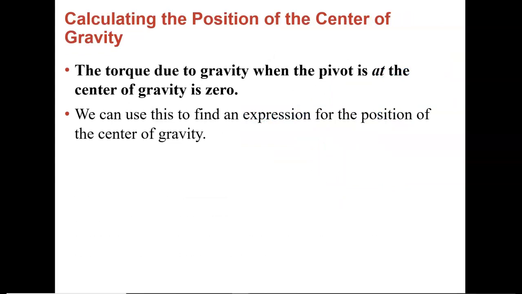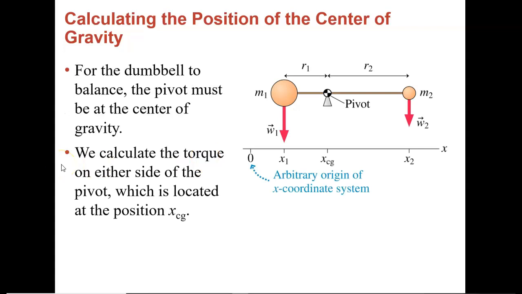Okay, so torque due to gravity when the pivot is at the center of gravity. We can use this to find the expression for the position of the center of gravity of other objects. So keep in mind that we have this torque idea. All right, so for this dumbbell, the pivot must be at the center of gravity. The pivot point. We can calculate the torque on either side of the pivot, which is located here.